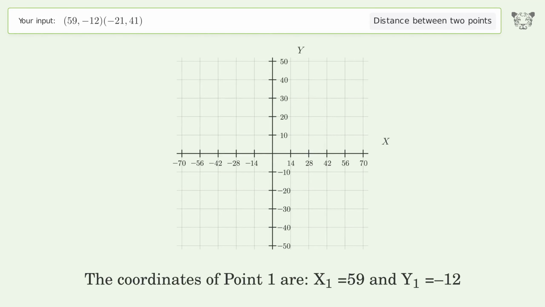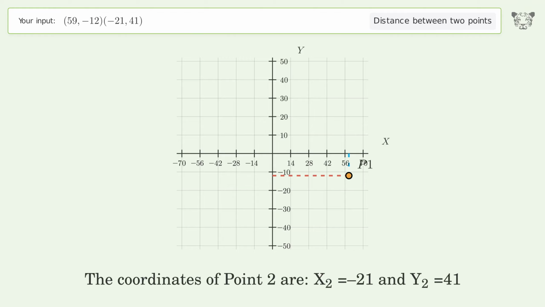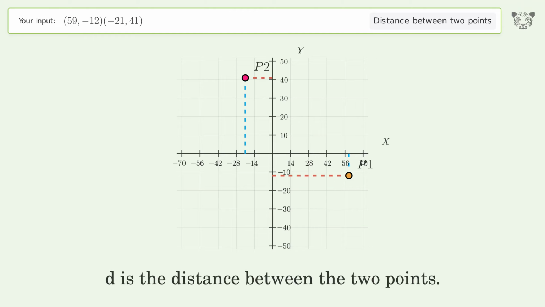The coordinates of point 1 are, x1 equals 59 and y1 equals -12. The coordinates of point 2 are, x2 equals -21 and y2 equals 41. D is the distance between the 2 points.